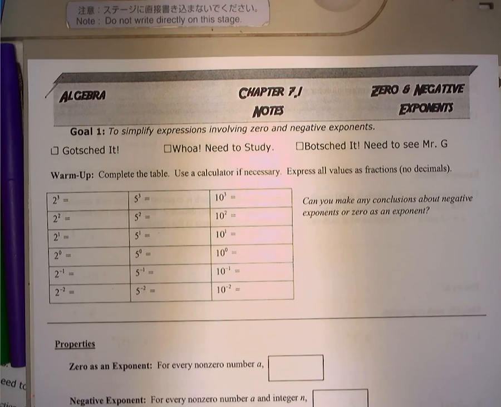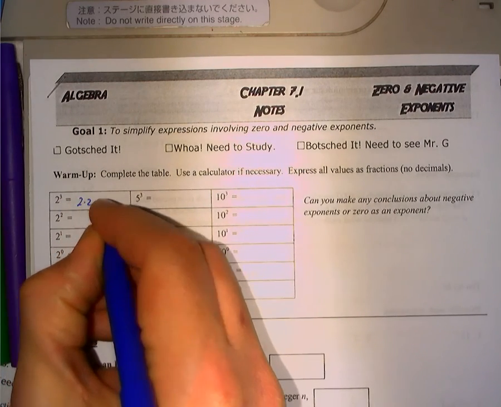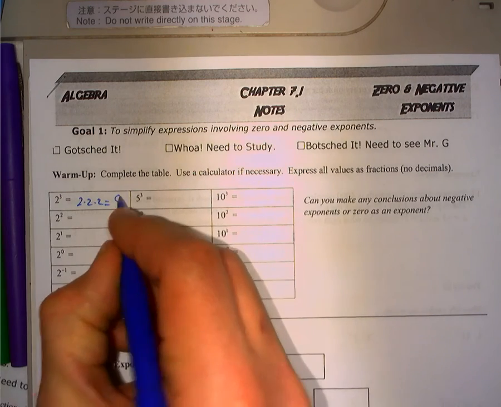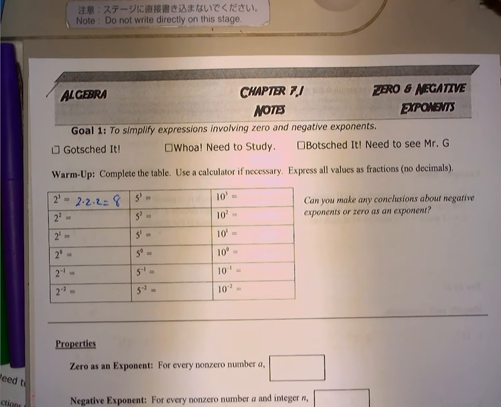So 2 cubed. You guys know what 2 cubed means, right? That means 2 times 2 times 2, which is, Audrey? 8. There we go.